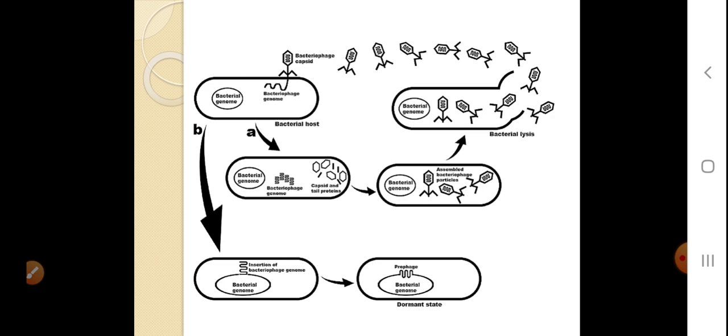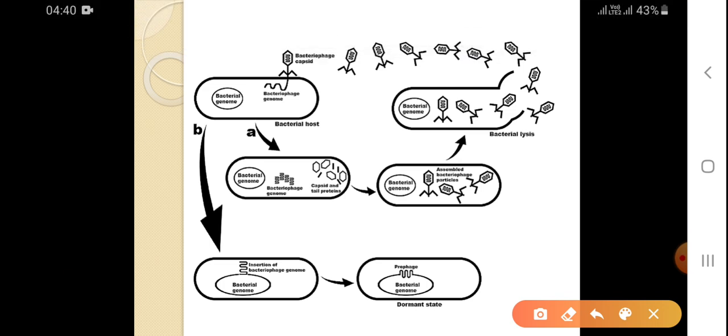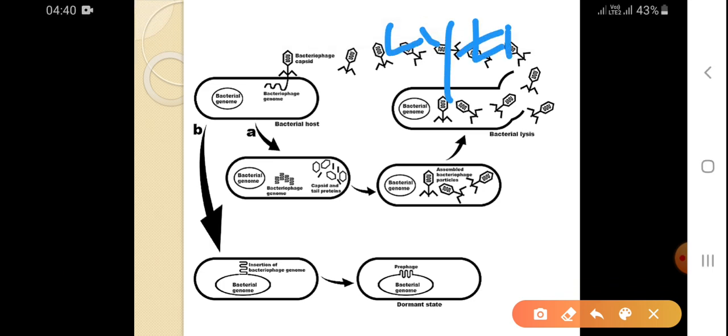Now let's see the life cycle of the lambda phages. As you can see, there are two types of life cycle. One is the lytic cycle. So this is the lytic cycle, and this is the lysogenic cycle.